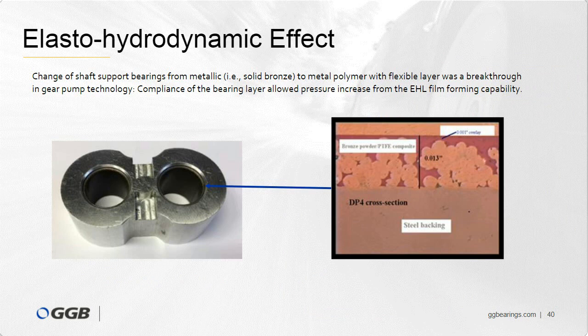So this is possible due to the construction of the metal polymer bearing. On the right, we can see a cross-section of a typical GGB metal polymer bearing like DU or DP31. We have the steel backing, which gives the bearing its strength. Then we have a porous bronze sinter layer, and impregnated into that sintered bronze is the polymer sliding layer. So the combination of the porous bronze and polymer liner allows this elastic deformation to occur during operation.